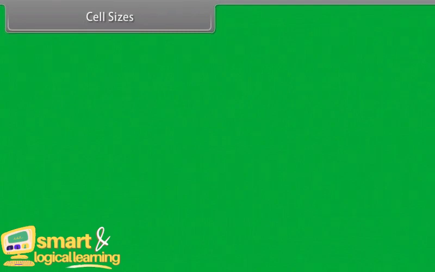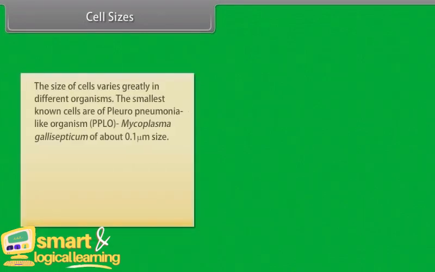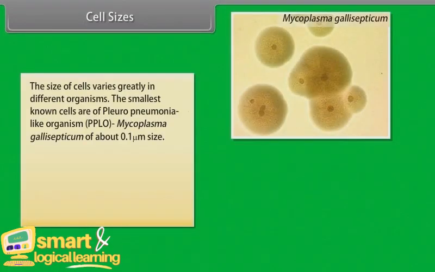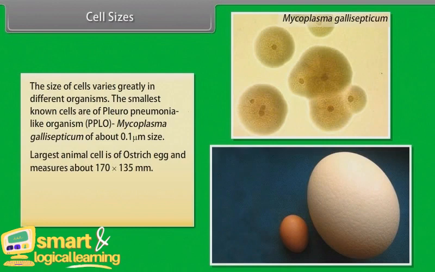Cell sizes. The size of cells varies greatly in different organisms. The smallest known cells are of pleuropneumonia-like organism, that is PPLO, Mycoplasma gallisepticum, of about 0.1 micrometer size. The largest animal cell is of the ostrich egg and measures about 170 by 135 millimeter.